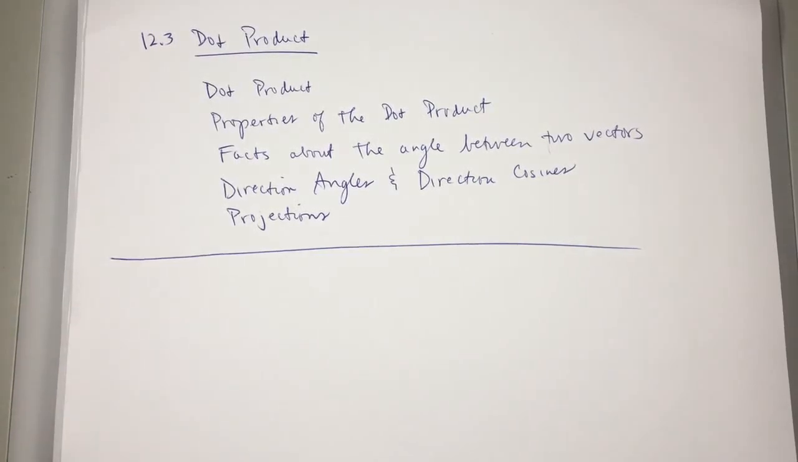What we've done so far with vectors is we have looked at what they are. We have done some addition with vectors. We did that geometrically. We did that algebraically. We did subtraction with vectors. We did that geometrically. We did that algebraically.